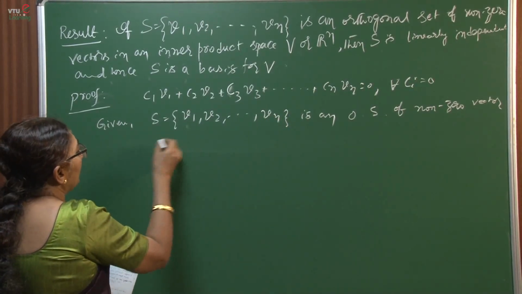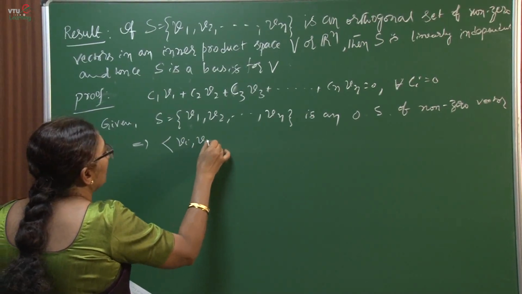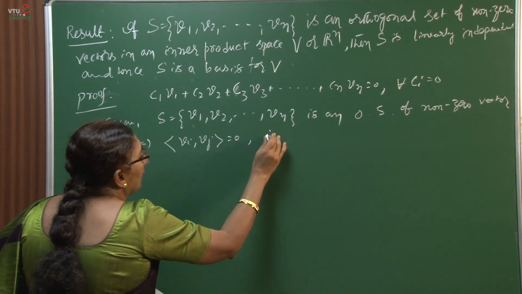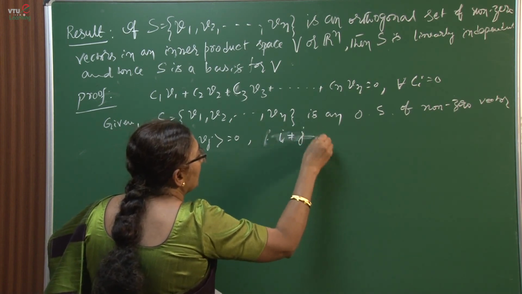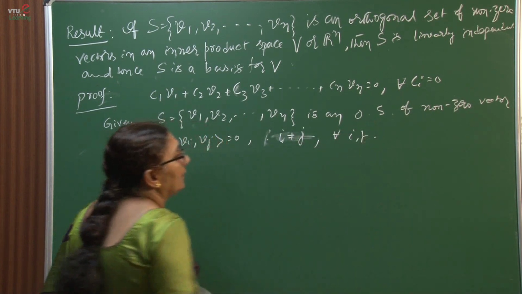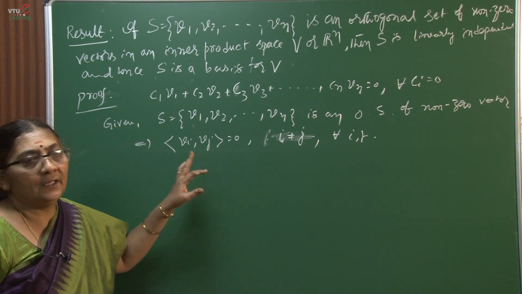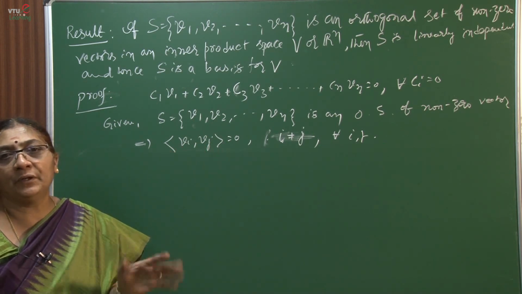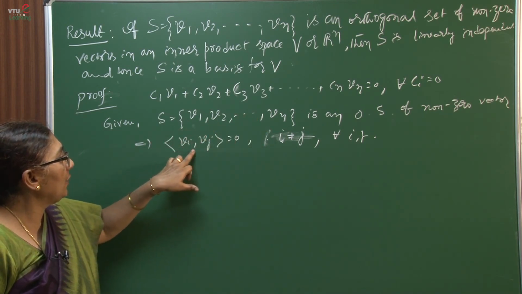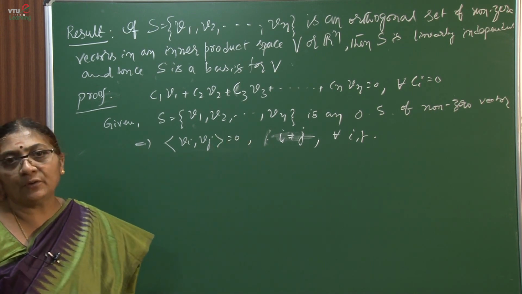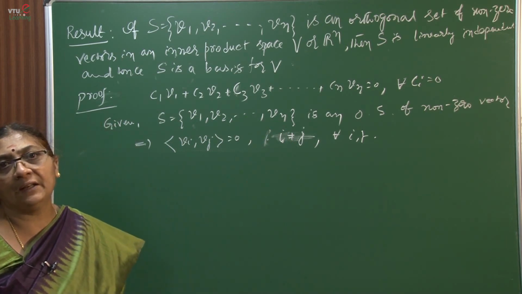Now, from the definition of an orthogonal set, the inner product of Vi comma Vj must be equal to 0 for i not equal to j, for every i and j. That means the inner product of V1 comma V2, V3 comma V2 and so on, but not the inner product of V1 comma V1 or V2 comma V2. That is the meaning of an orthogonal set: the inner product of Vi comma Vj equals 0 for i not equal to j. Here i and j may be any value from 1 to n, because we have n vectors.